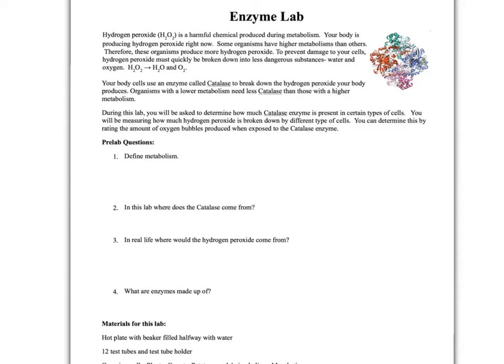Naturally in our bodies, hydrogen peroxide is a harmful chemical produced during metabolism. Your body is actually producing hydrogen peroxide within your cells right now. Some organisms have higher metabolism than others, and therefore produce more hydrogen peroxide. To prevent damage to your cells, hydrogen peroxide must quickly be broken down into less dangerous byproducts. Those byproducts are water and oxygen, things that are normally found within our cells.